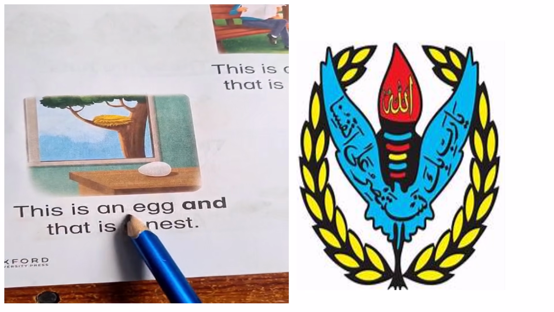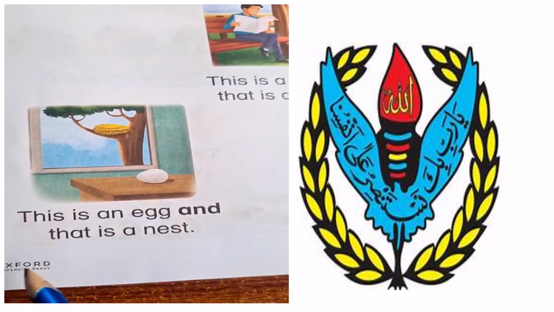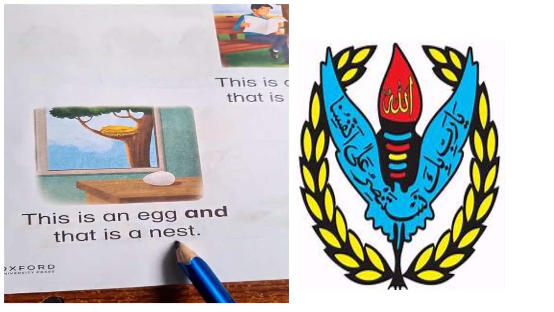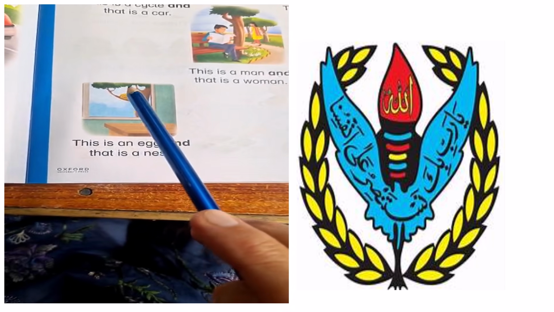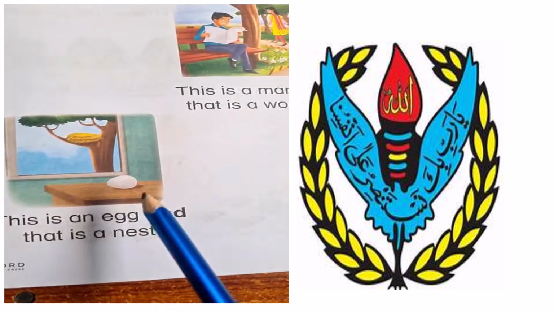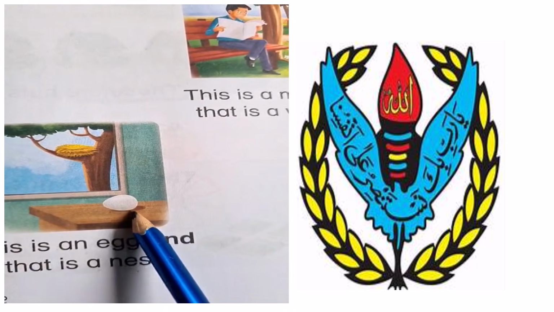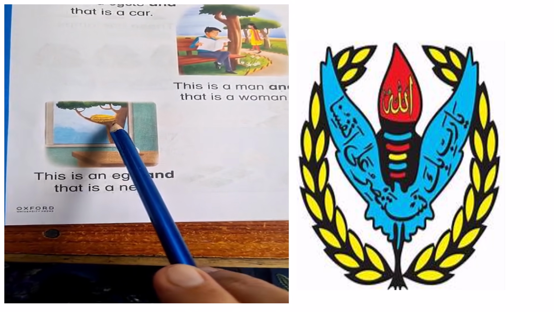This is an egg. And that is a nest. The nest is very far away from us on the tree. So that is a nest. This is an egg and that is a nest.